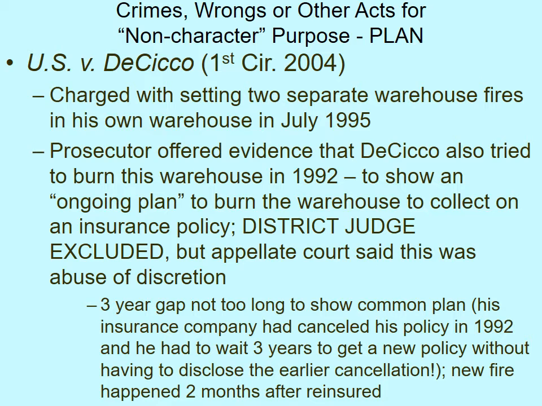And he had to wait 3 years to get a new policy on the property. Presumably he got the policy from a different company without having to disclose the earlier cancellation of his policy. And lo and behold, the new fire happens 2 months after he got the new policy. So the facts here actually dictated, I believe, the appellate court's decision, the bad facts for DeCicco.